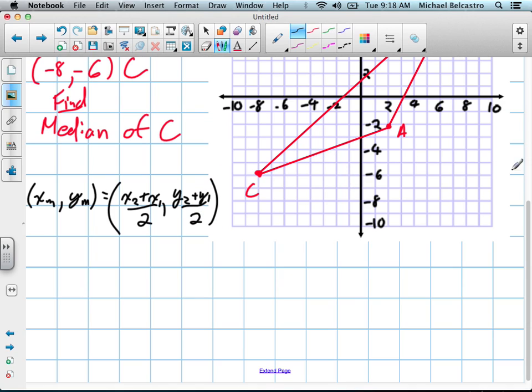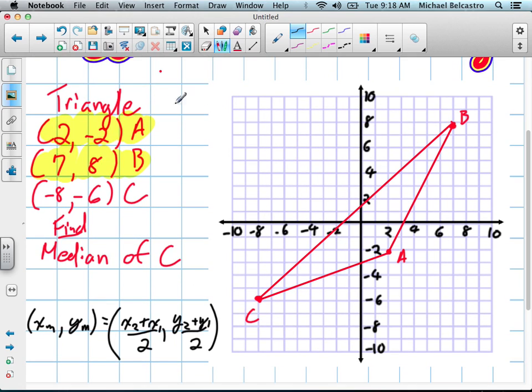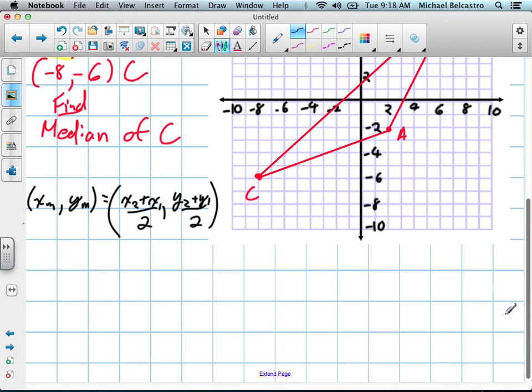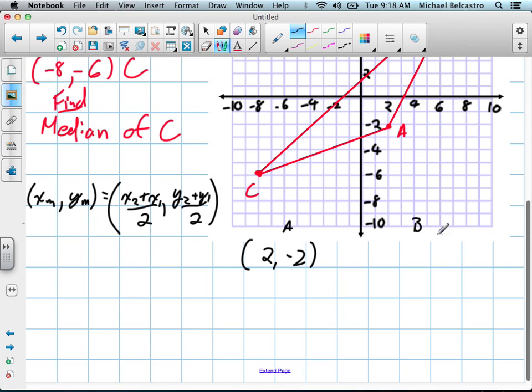So, we'll label each of these points. We'll call it A R1 and B R2. And I'm going to write them below just so it's easy to see. A was again at 2, -2. And B was at 7 and 8. So if A is 1, we'll call this X1, Y1. This will become our X2, Y2.